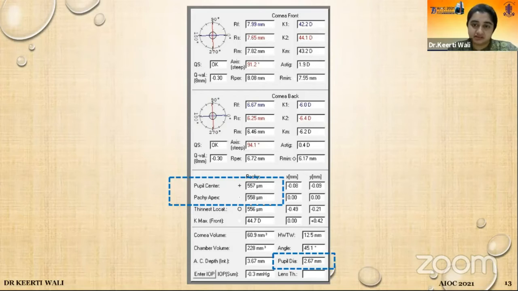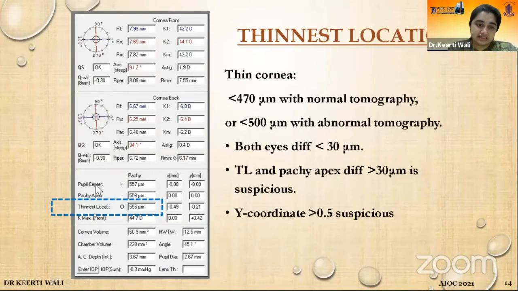Okay, the second section shows the similar parameters for the back surface of the cornea, and the third parameter shows the pupil center, the pupil apex, and the thinnest location with their X and Y coordinates. Cornea is referred to as thin cornea if it is less than 470 microns. So if any patient shows us the report, even though it is a normal tomography, and the corneal thickness is less than 470, then it's not a good candidate for keratorefractive procedures.